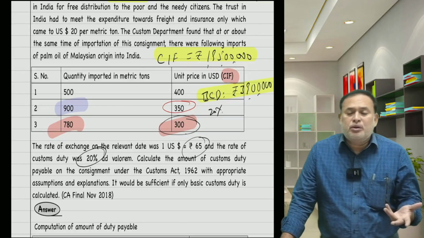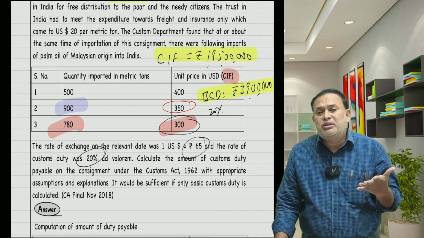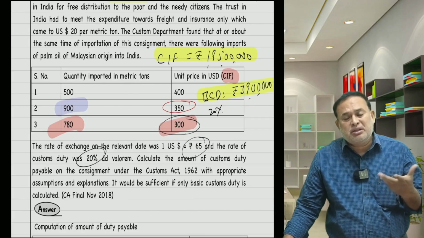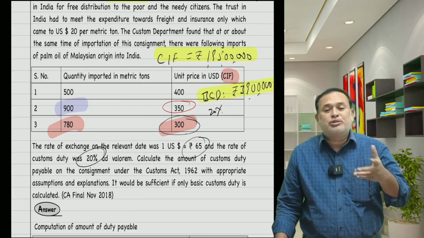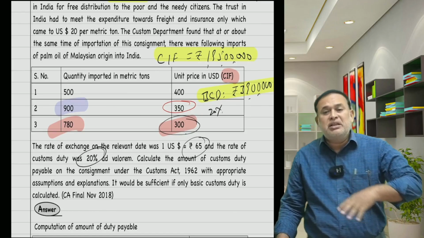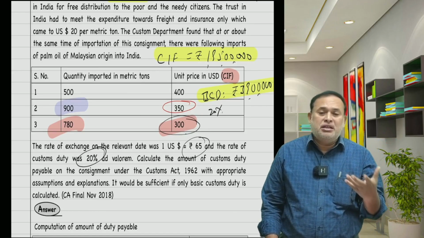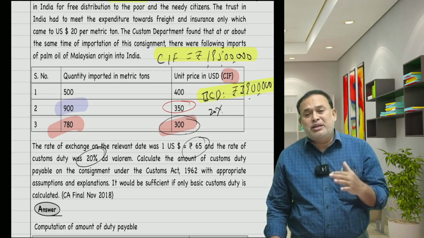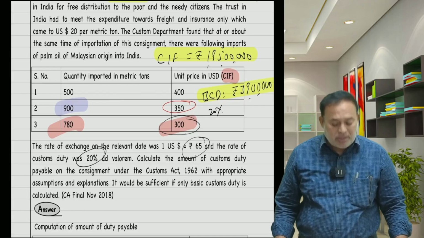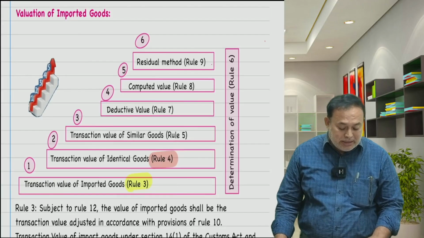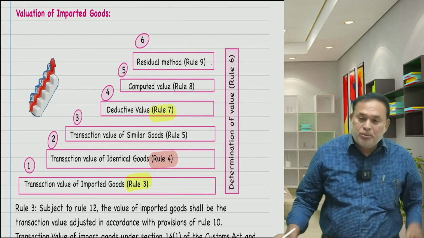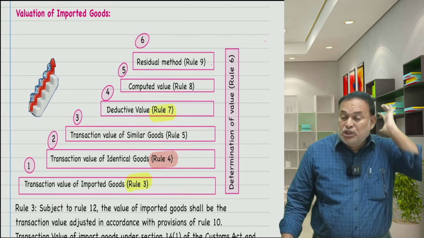In the same way, if the identical goods of the exporter are not available, and those of some other manufacturer of the exporter country are not available, then similar goods of the exporter. If similar goods of the exporter are not available, similar goods of some other manufacturer of the same exporter country should be considered. If that is also not available, then go to rule number 7, which talks about deductive value.